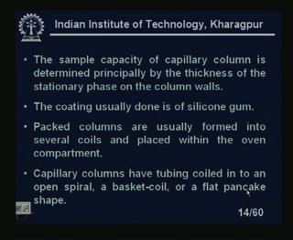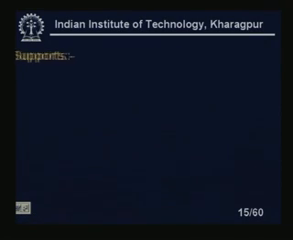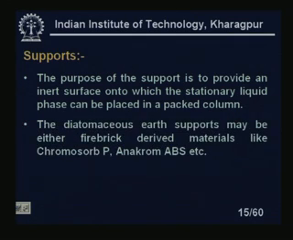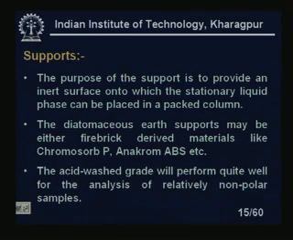Capillary columns have tubing coiled into an open spiral, a basket coil or a flat pancake shape. Supports. The purpose of the support is to provide an inert surface onto which the stationary liquid phase can be placed in a packed column. The diatomaceous earth supports may be fire brick derived materials like Chromosorb P and Anachrom ABS, etc. The acid washed grade will perform quite well for the analysis of relatively non-polar samples.